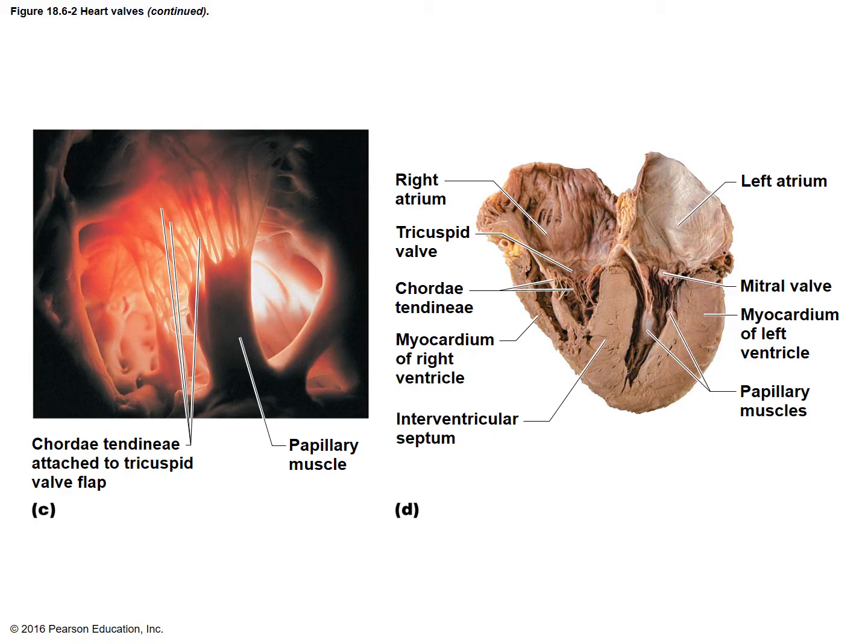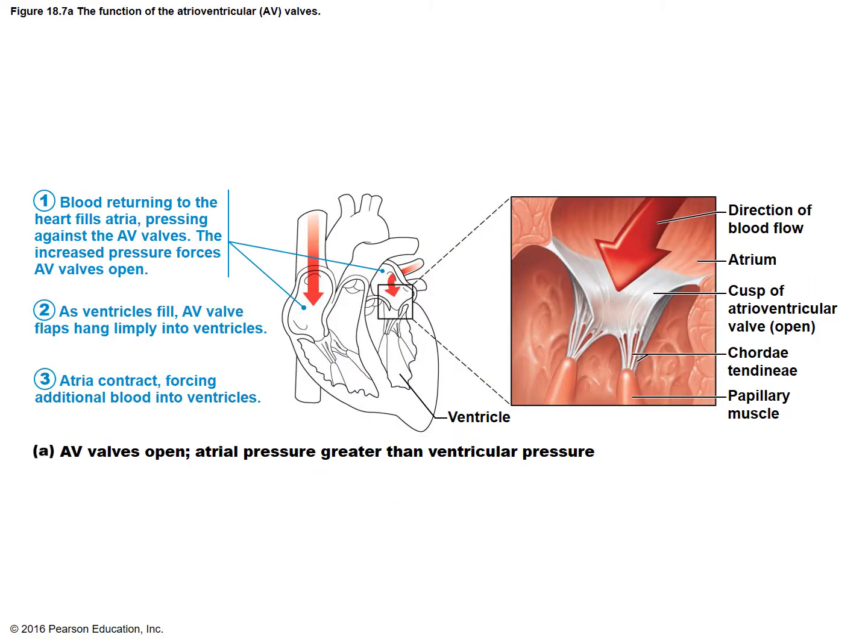This shows a picture showing those chordae tendinae and the papillary muscles on both the picture as well as on a dissected heart. The chordae tendinae are very easy to see when you do a dissection. They look like little threads, little strings, if you will.